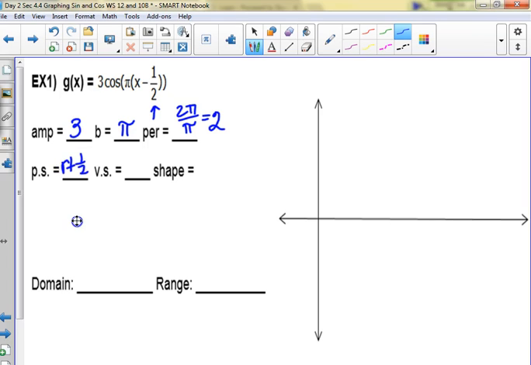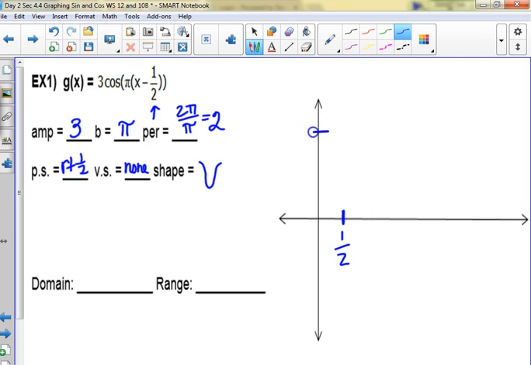Right? 1/2. And does this one have a vertical shift? There's no plus or minus on the back or out in front, something plain old, plus 5 or minus 7 or something. All right, it is a cosine, so it's going to start at its max and come back to its max. But that's going to start at 1/2, right? Okay, so we're going to start 1/2 to the right.